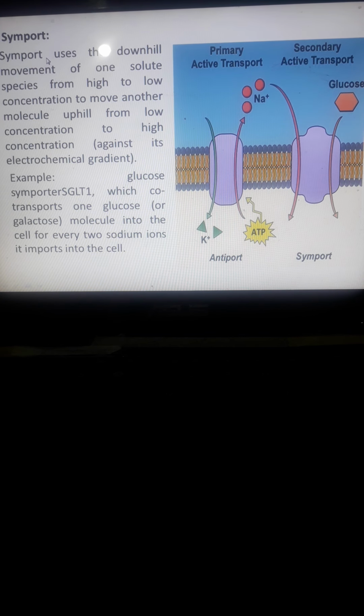We go now to symport system. You say symport system uses the downhill movement of one solute or one ion from high to low concentration to move another molecule uphill from low concentration to higher concentration, against its electrochemical gradient. So usually when you say electrochemical gradient, this refers to the different solutes with electrical charges.